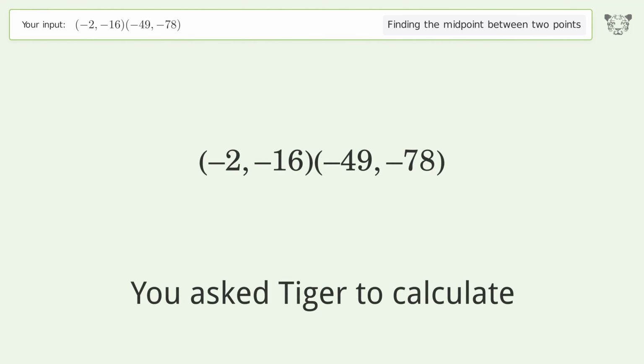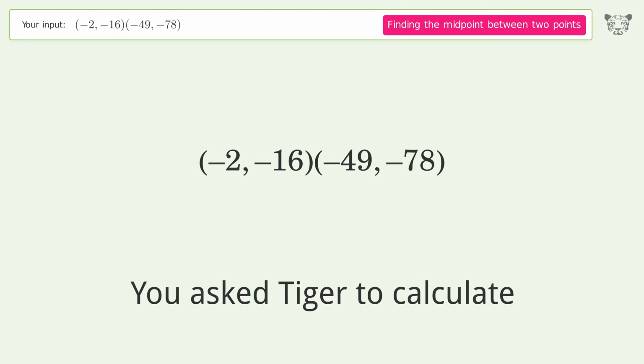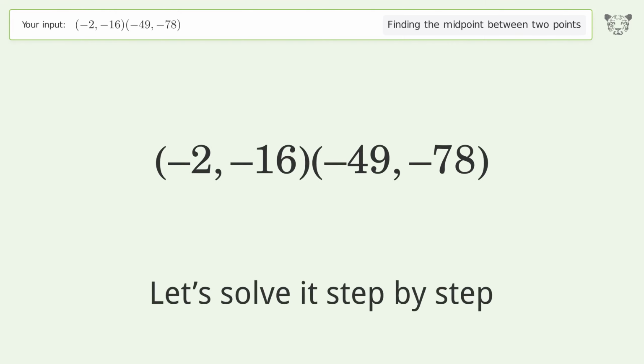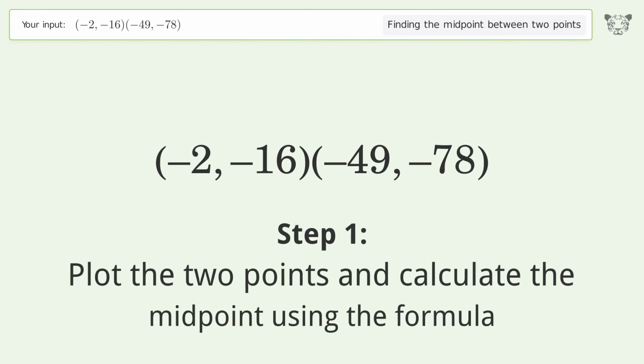You ask Tiger to calculate. This deals with finding the midpoint between 2 points. The midpoint between the 2 points is -25.5, -47. Let's solve it step by step. Plot the 2 points and calculate the midpoint using the formula.